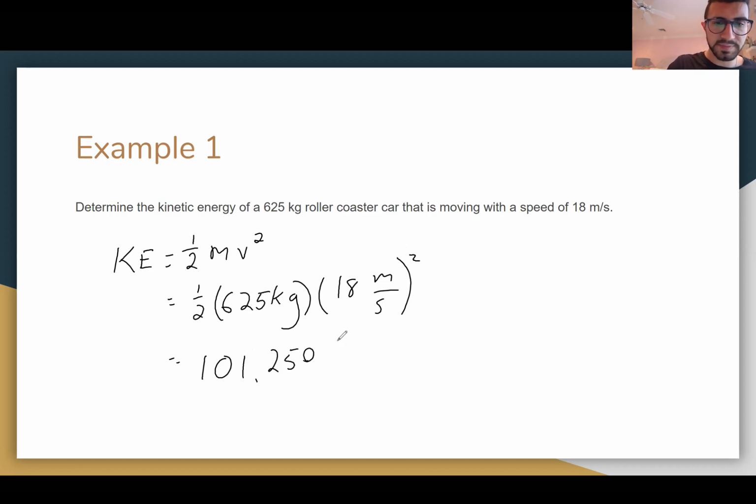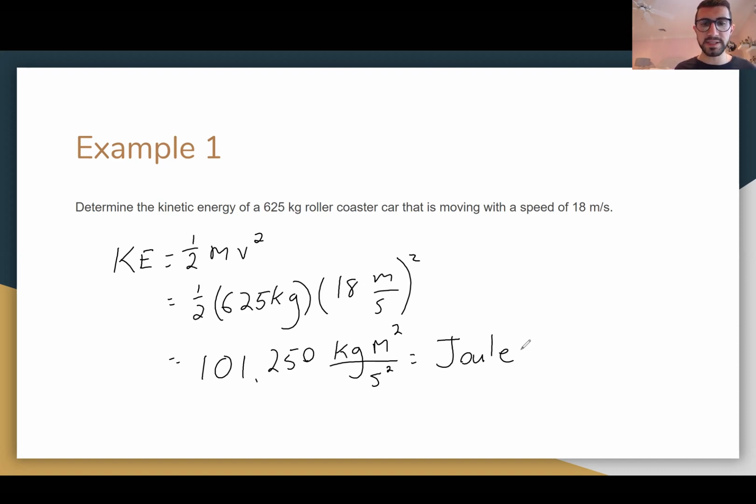Well, we have kilograms times meters squared divided by seconds squared. Where did those squares come from? Well, we squared 18, so we also have to square our units. So kilograms meters squared per second squared is equal to a joule. And that is the unit that we use for energy.